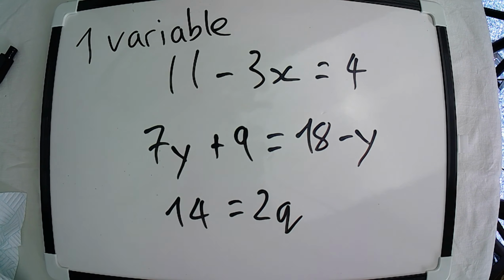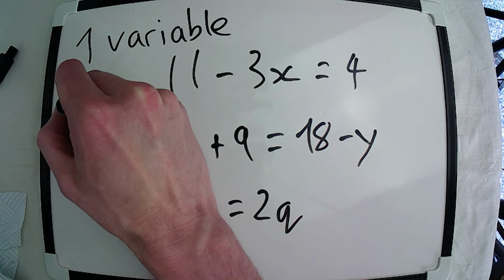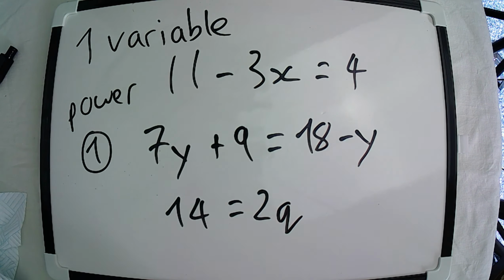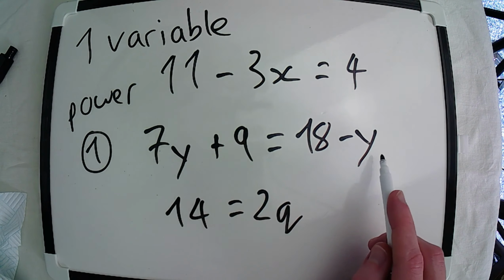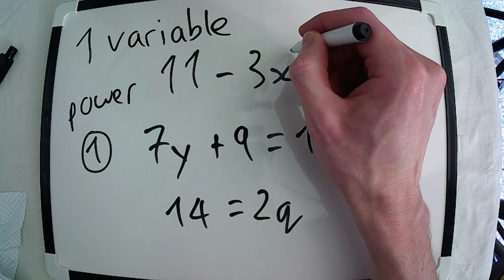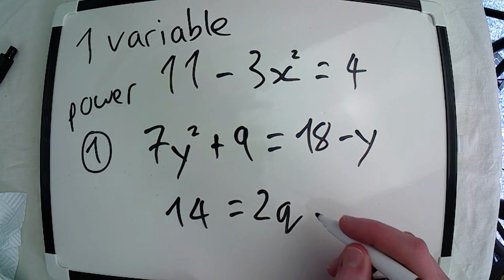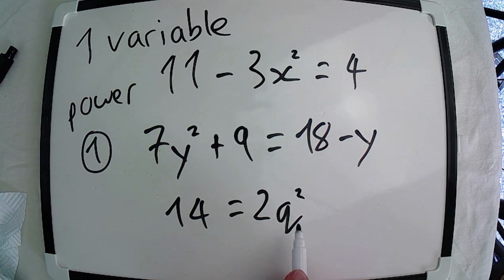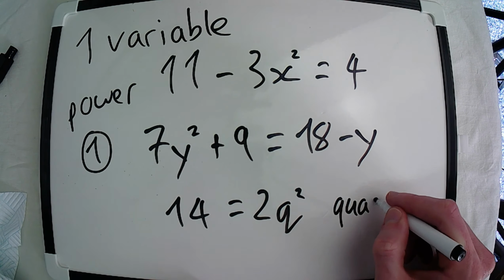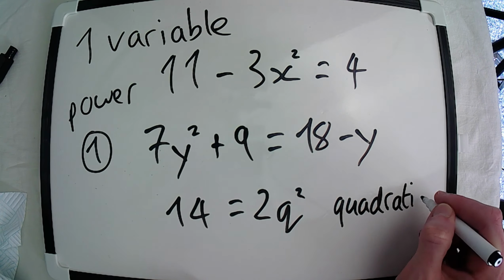And then something else that is important is that the highest power in a linear equation is 1. So we have x, imagine there's a little 1 here, y and y, imagine there's a little 1, q, imagine there's a little 1. Now if we were to change these equations so the highest power is suddenly 2, these would be called quadratic equations.